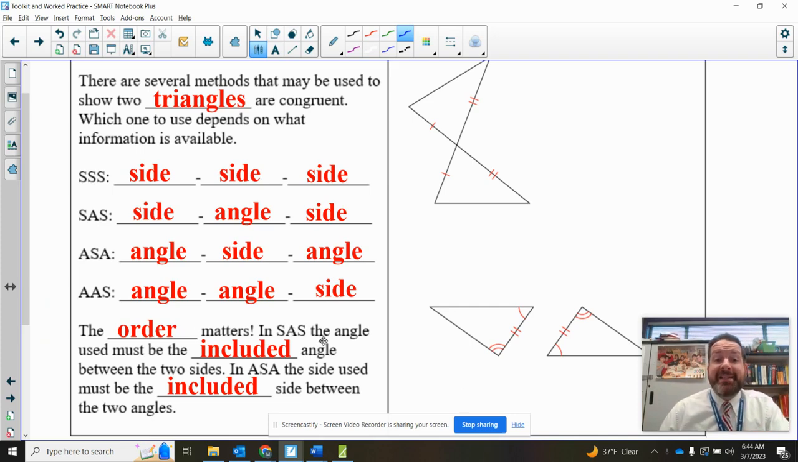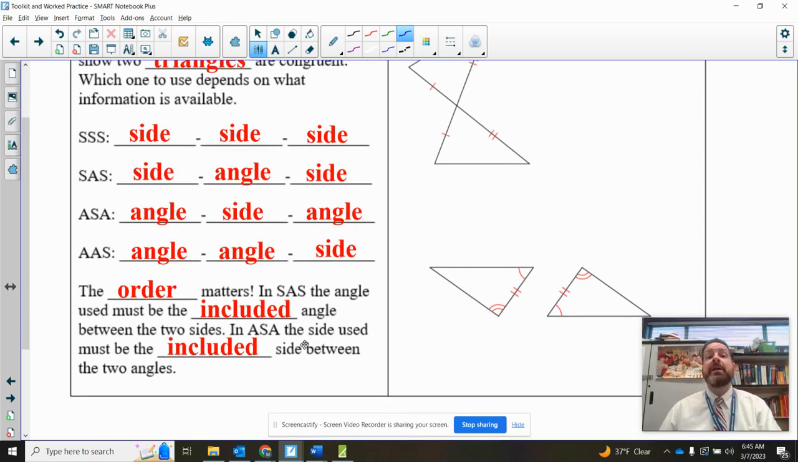In SAS, you must start with the side, then have an angle, then have the next side. The angle has to be the one that is between the two sides. That's called the included angle.